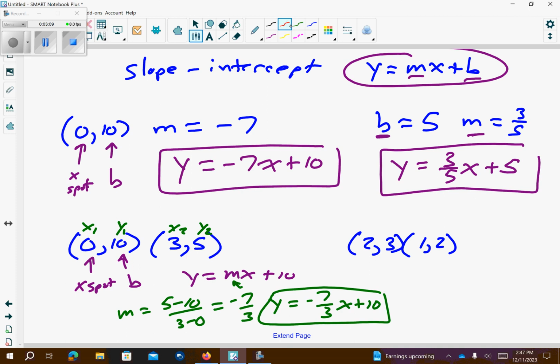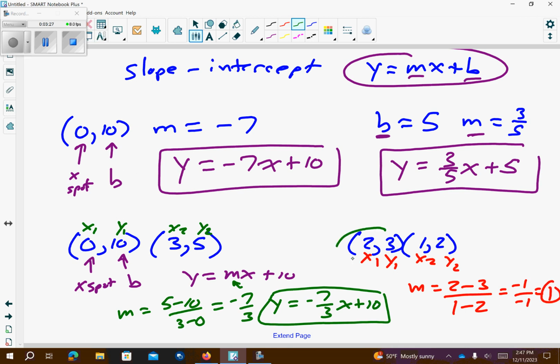And the last one, I don't know what the slope is. So I'm going to go x1, y1, x2, y2. Let's figure out the slope. So y2 minus y1 over x2 minus x1. So that's going to give me negative 1 on top over negative 1 on bottom. So my slope is just 1.